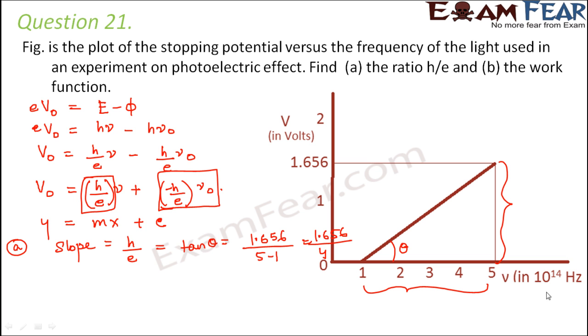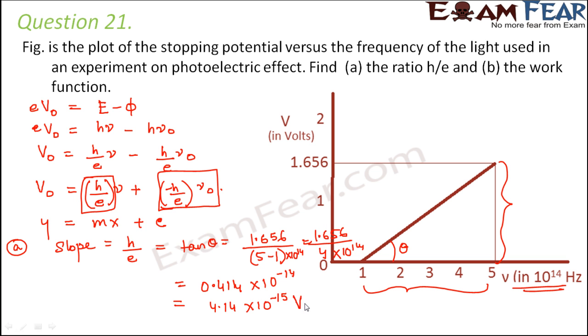1.656 divided by 4. But please have a look at this, that this is given in 10 to the power 14 hertz. So that means this would be 5 minus 1 into 10 to the power 14. So this would be 4 into 10 to the power 14. So this comes out to be 0.414 into 10 to the power minus 14, or we can say 4.14 into 10 to the power minus 15 volt second. So this would be the value of h by e.